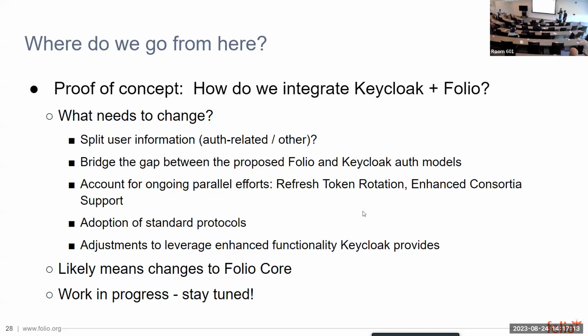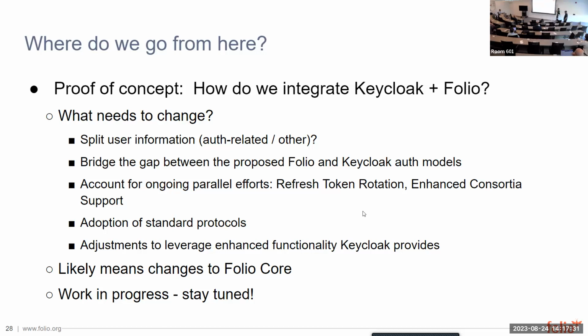So keeping that in Folio makes sense. Bridging the gap between the proposed Folio model, the model that we just proposed, and then the Keycloak one. Like I said, it does map fairly well based on what we've seen, but the proof of concept will prove that out.